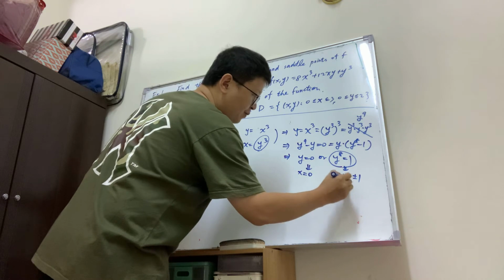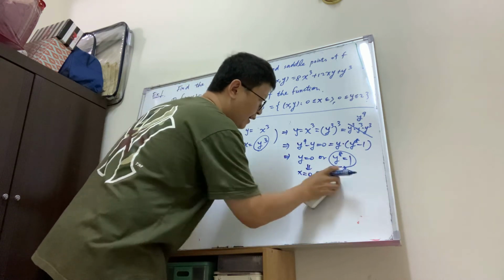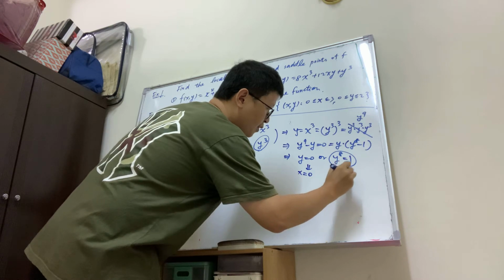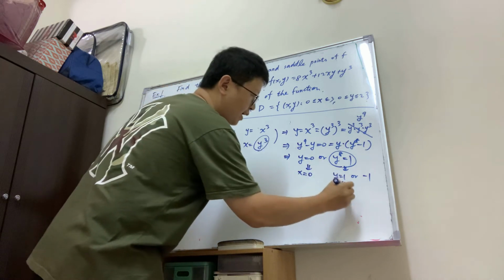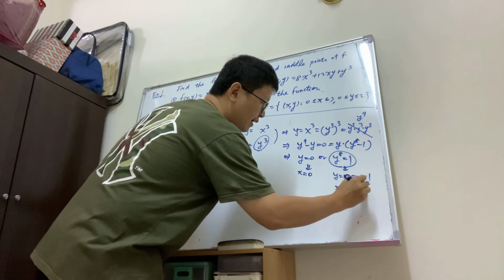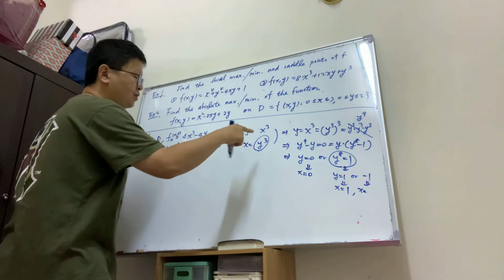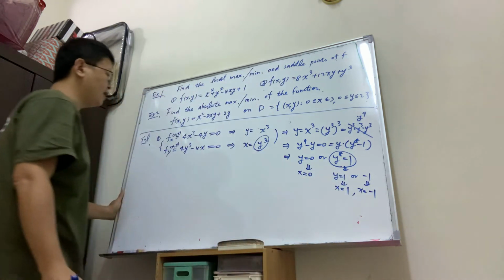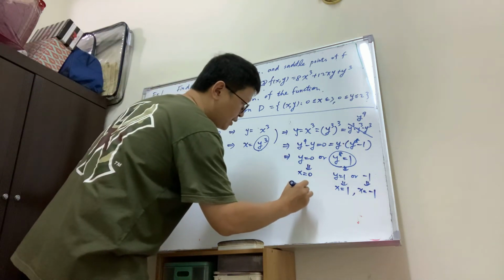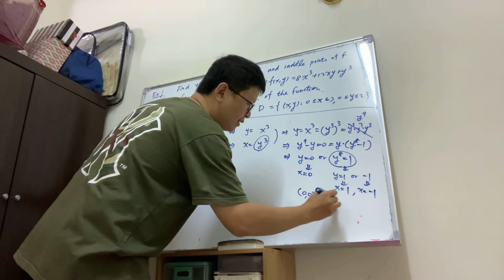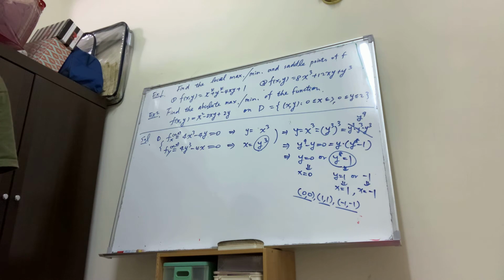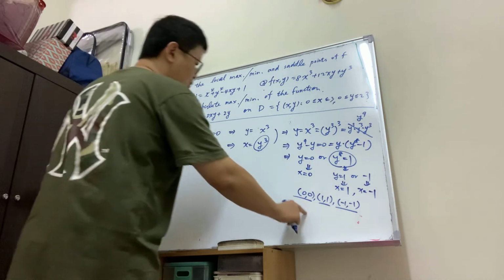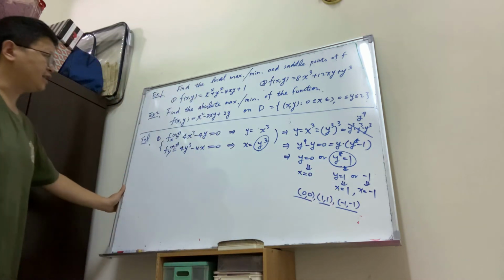And then when y equals 1 or negative 1: when y equals 1, x equals y cubed, which is 1. And when y equals negative 1, x equals negative 1 cubed, which is also negative 1. So we have 3 points: (0, 0), (1, 1), (-1, -1). So when we consider the second derivative test, we have 3 points that need to be considered.